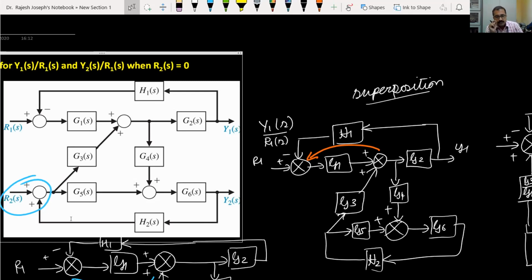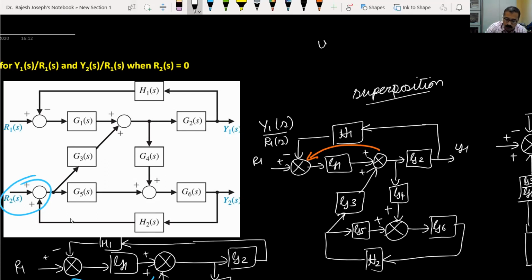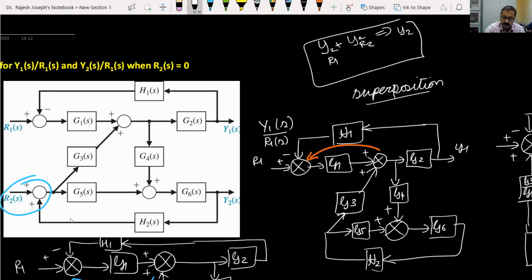So to find the total output Y2, you have to put R2 equal to 0 first. Solve what is the component due to R1 in Y2. Let me call that YR1. Now you make R2 nonzero and make R1 equal to 0. Solve for your Y2. Let that be YR2. You simply need to add it up to get your total Y2, if that was the question.